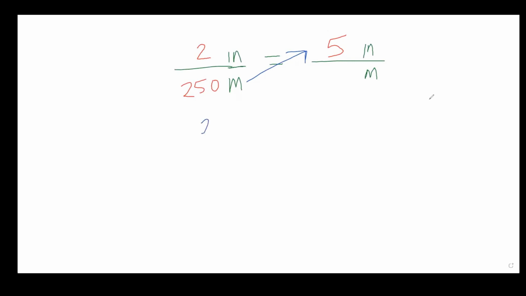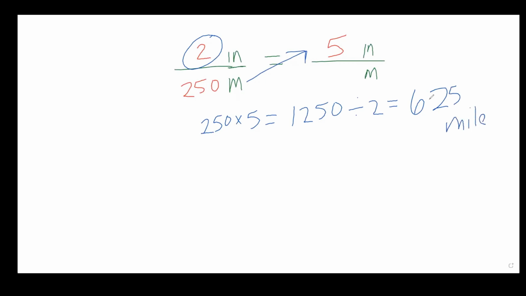All right, so if I do 250 times 5, that's going to give me 1,250. And then you always divide by the value that's left over. So the only other value we have is 2. So we divide by 2, and that's going to give us the 625. Is that right? 625? Yeah, 625. 625 miles. All right.